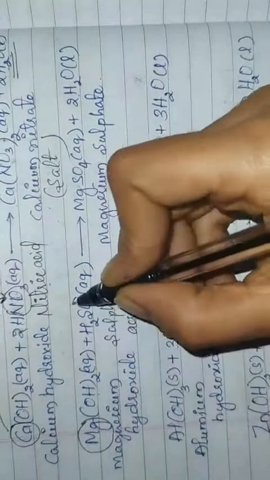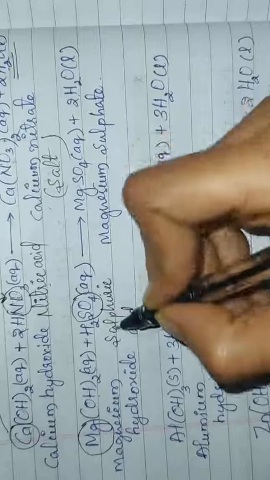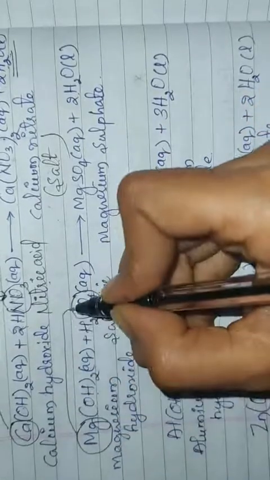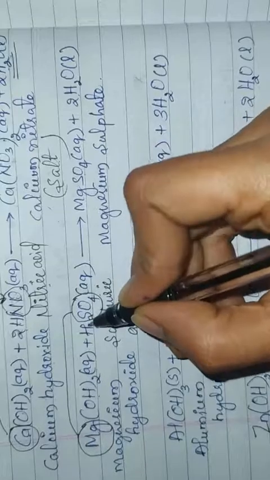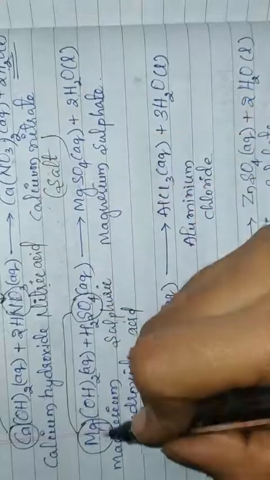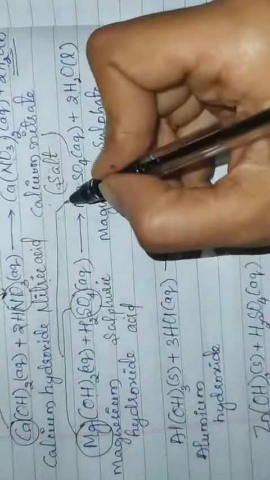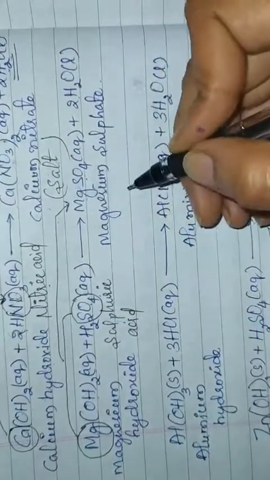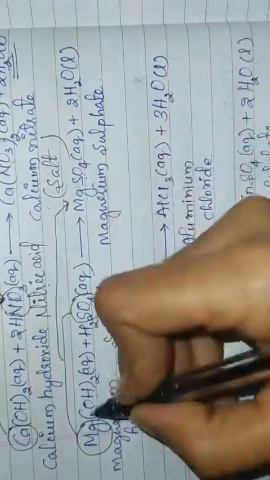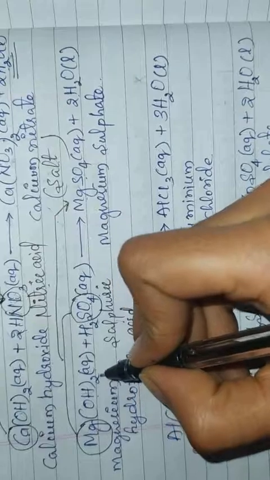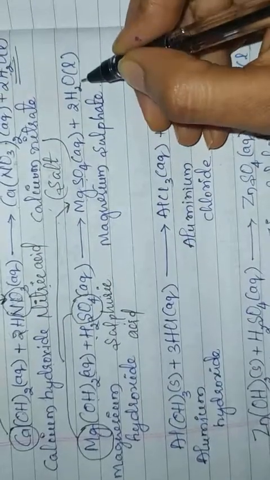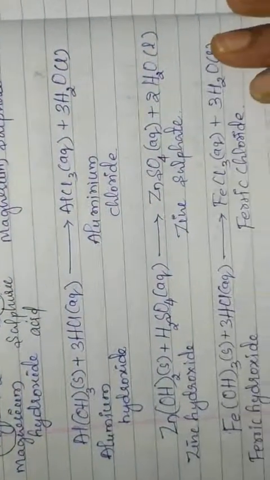Magnesium reacts with the sulfate which is present in the sulfuric acid. This magnesium and this sulfate will combine and they will form magnesium sulfate. And the remaining 2 hydrogen and 2 OH will combine and they will form water. Water is formed. We will see the next example.